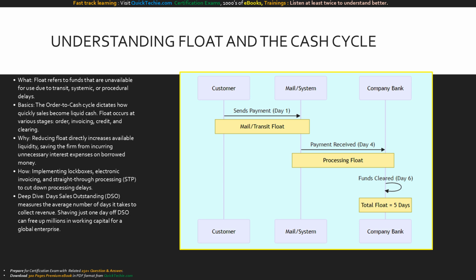How do we fix it? We move away from paper checks. We implement electronic invoicing, lockbox services, and straight-through processing.